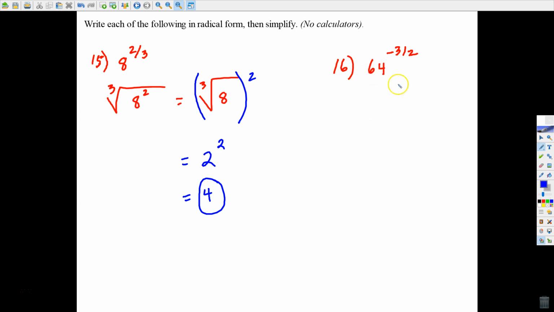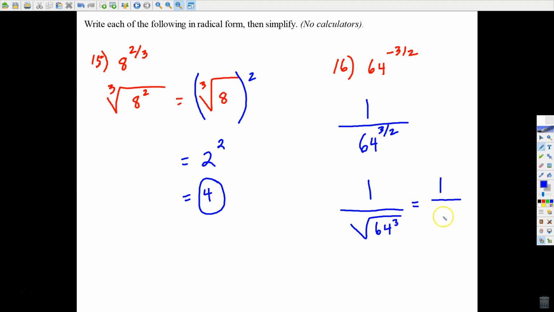For number 16, I'm going to change this into positive exponent form first. Okay, remember what negative exponents do. They cause us to write the reciprocal of the base. And now let's look at that denominator in radical form. It would be the square root of 64 cubed. Okay, so let's break that up into the square root of 64, cubed.